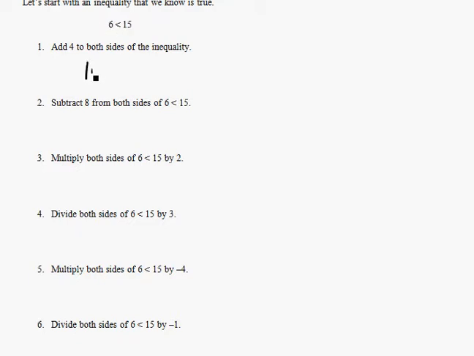6 plus 4 is 10, and 15 plus 4 is 19. Well, 10 is indeed less than 19, so if we add 4 to both sides, the inequality remains true. Let's try subtracting 8 from both sides of the inequality. 6 minus 8 is negative 2, and 15 minus 8 is 7. Negative 2 is less than 7, so if we subtract 8 from both sides, the inequality remains true.